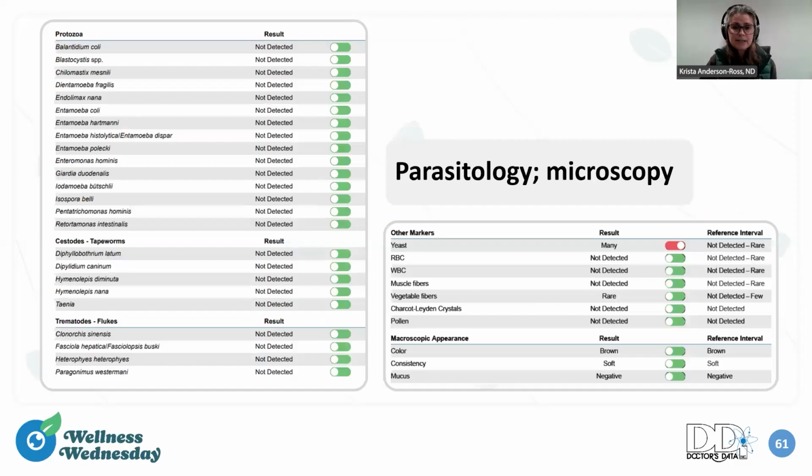And now we're looking at the parasitology microscopy, which is divided by protozoa, cestodes or tapeworms, and trematodes or flukes, as well as yeast, RBCs, white blood cells, muscle and vegetable fibers, and even pollen detection.